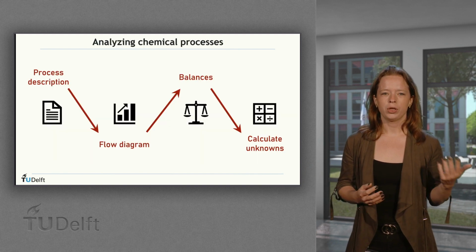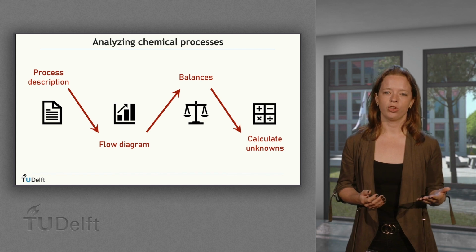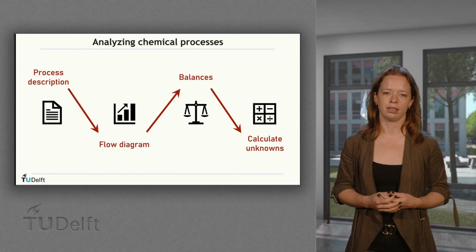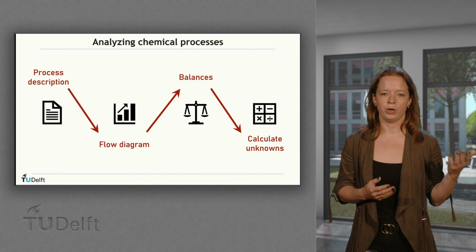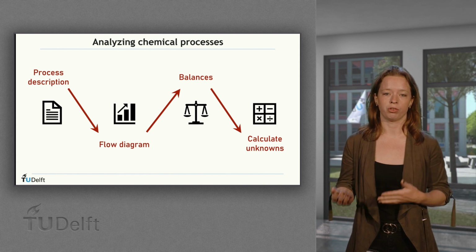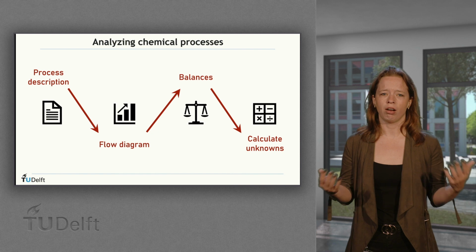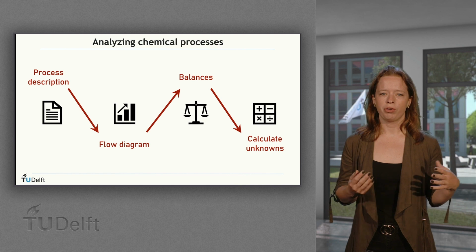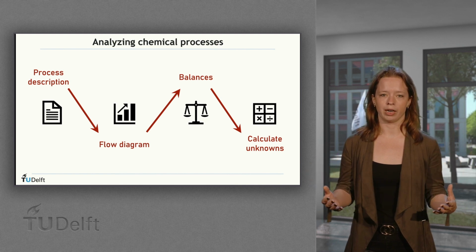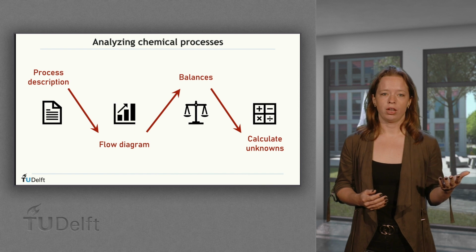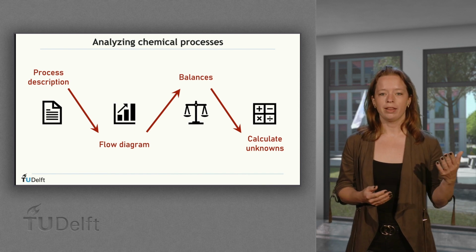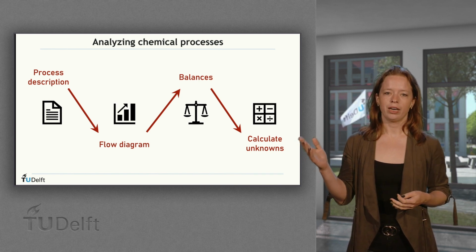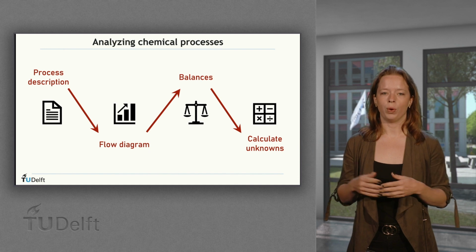In this lecture, we will go over some basic techniques used by process engineers to be able to evaluate and optimize chemical processes in a systematic manner. We'll start from a process description, which gives us information about the process and chemicals involved, but this is usually a very long and complicated text. To get a good overview of the process, we'll first translate this description into a flow diagram. Using conservation laws, such as the law of conservation of mass, we can then calculate the unknown quantities. You will see these icons appearing on the next slides as well, so you can keep track of where in the process we are.